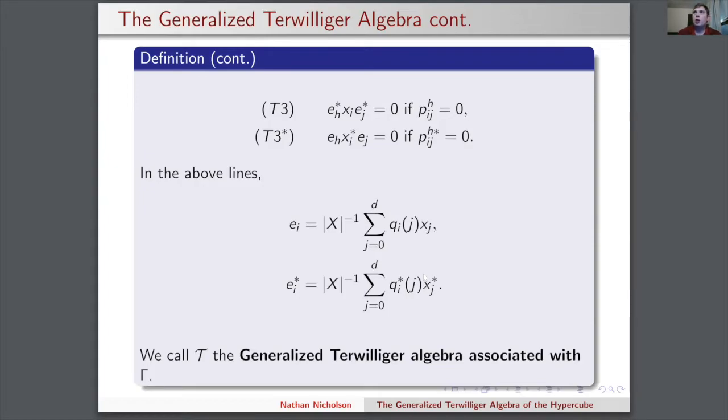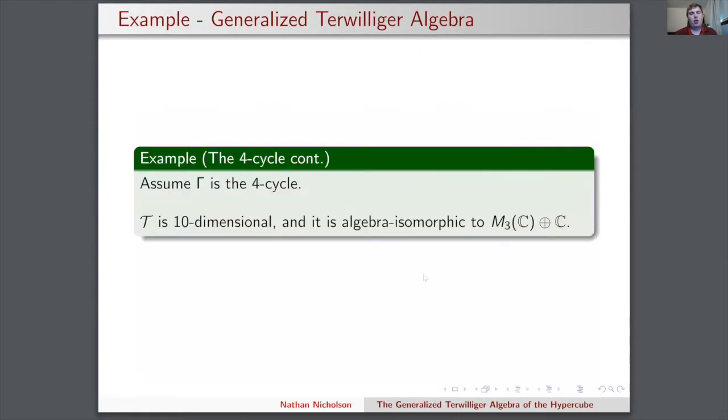These are very long titles. So to be quick, to distinguish between T and cal T, I will often call one the concrete T algebra and the other one the generalized T algebra. That's often how I'll distinguish between them. In our example, this generalized T algebra is 10-dimensional, and it's algebra isomorphic to M3C direct sum C. Again, that looks familiar. That was actually what the T algebra was isomorphic to.